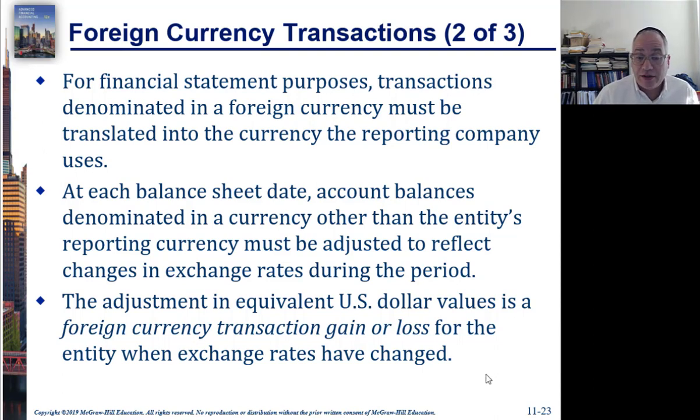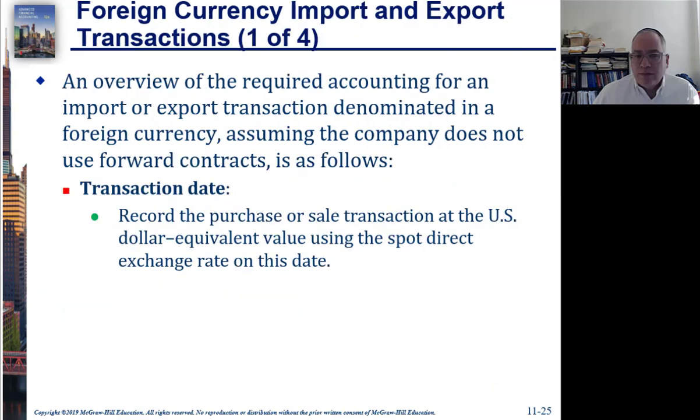And this will be a gain or loss, and it's going to hit the income statement with a few exceptions that we'll be talking about. So let's talk about foreign currency import and export transactions, and that's where we'll start, and then we'll go into forward exchange contracts where things are going to get a little bit more interesting. And when you engage in the transaction, as of the transaction date, you record the purchase or the sale at whatever the US dollar equivalent is, using the spot rate on the transaction date itself.